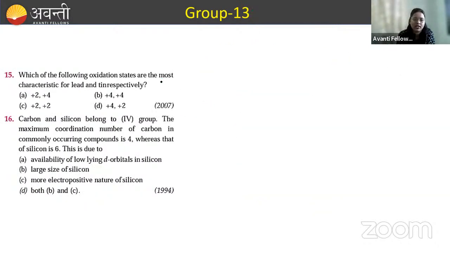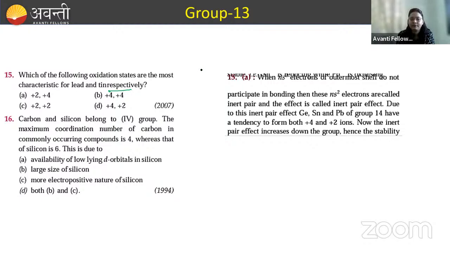Next, which of the following oxidation states are the most characteristic for lead and tin respectively? So right now we have talked that as we move down, +3 oxidation state goes on decreasing and +4 oxidation state goes on decreasing and +2 oxidation state goes on increasing. So यहाँ पे हम लोगों को lead और tin के लिए बात करनी है, ठीक है. So when we talk about lead and tin, you can see that germanium, tin and lead of group 14 have a tendency to form +4 and +2 oxidation states. ठीक है, मैं यहाँ पे लिखती हूँ कार्बन, देन है हमारा सिलिकॉन, देन है हमारा जर्मेनियम, ओके, देन है हमारा टीन एंड देन है हमारा लेड.